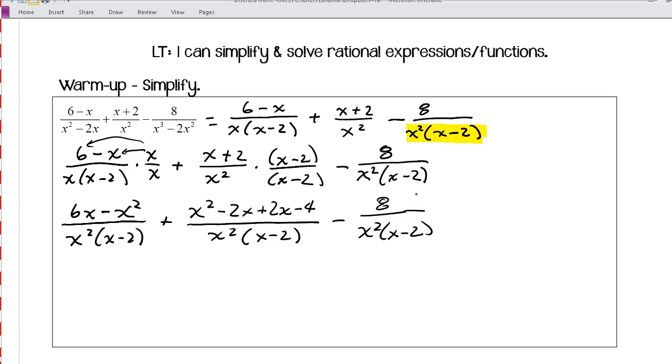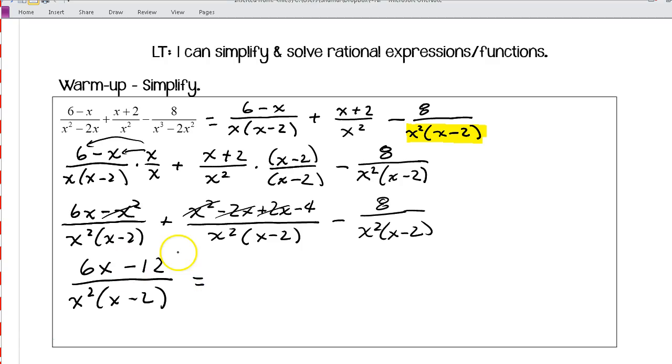Alright, so I've simplified my numerators, and I have a common denominator, so I just need to do a little simplifying. I did notice over here that I have minus 2x and plus 2x, so those cancel out. And then I have a minus x squared here and a plus x squared there, so those are going to cancel out. And let's see what I'm left with. I'm left with a 6x and minus 4 and minus 8, so that's going to be minus 12. And that's all over my common denominator of x squared times x minus 2.